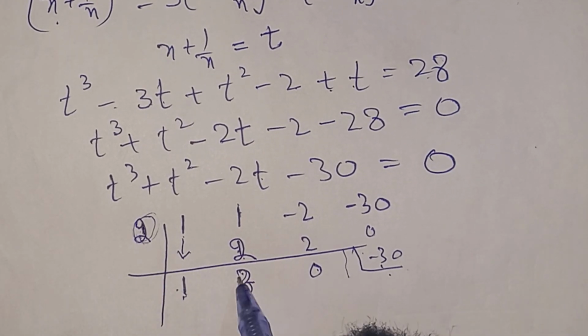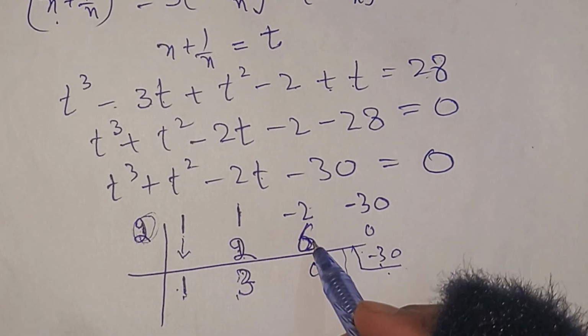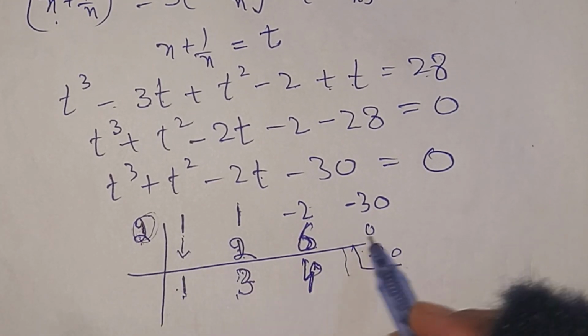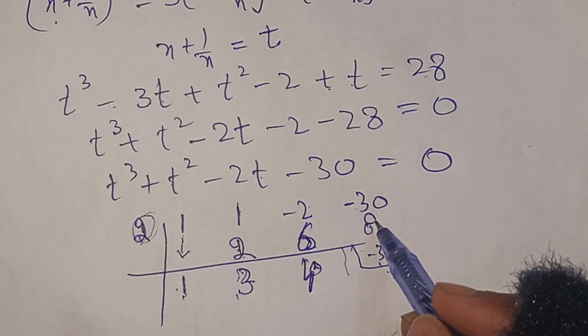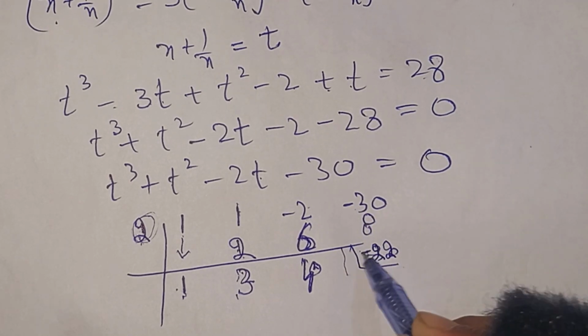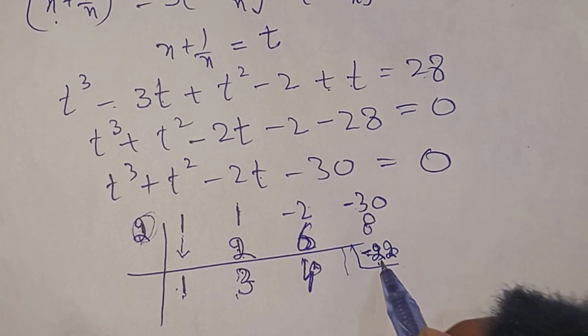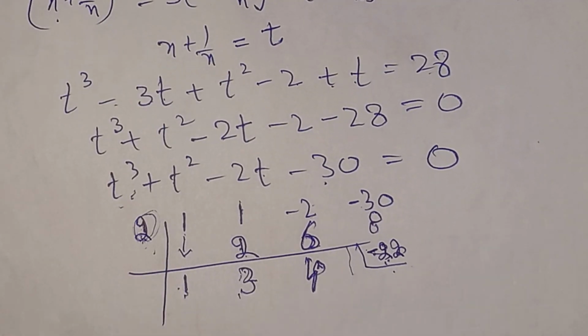And multiply 2 by 3, we get a 6. And minus 2 plus 6 is 4. So multiply 2 by 4, we get an 8. And minus 38 plus 8 is equal to minus 22. And in this case, the remainder is also not 0. So 2 is not a factor of this equation. So next we move to 3.